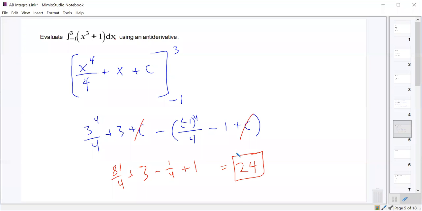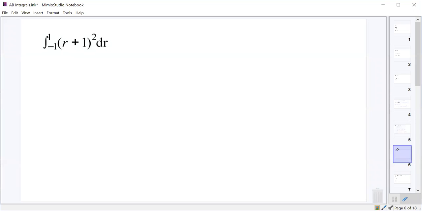Good or no? Good. All right. Anybody have any questions, any issues, any problems with any of this integral stuff that we've done so far? No? All right, that's good. Let's do another one. What should we do with this one?